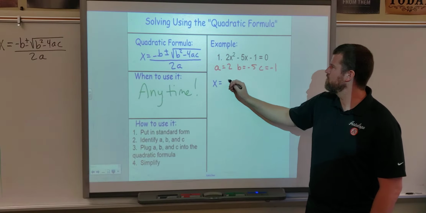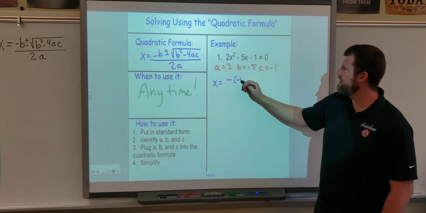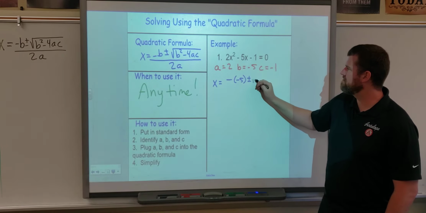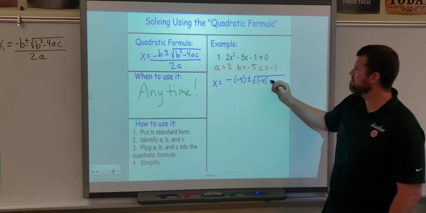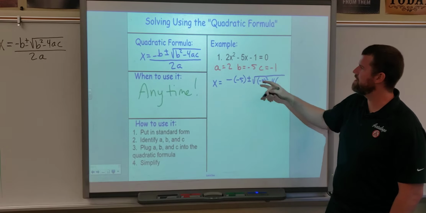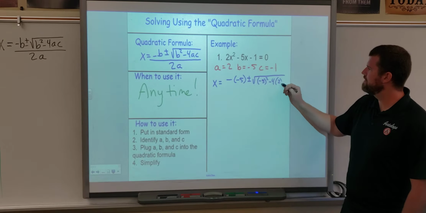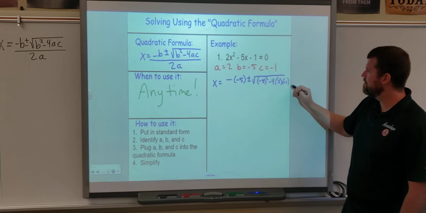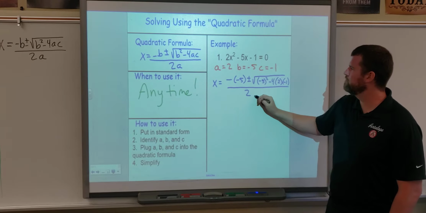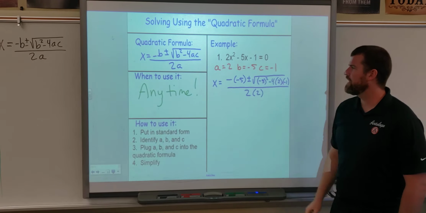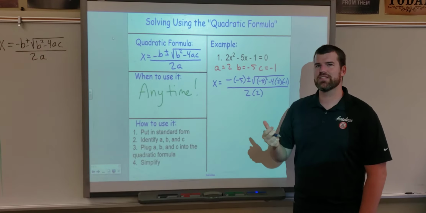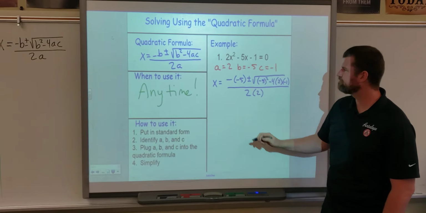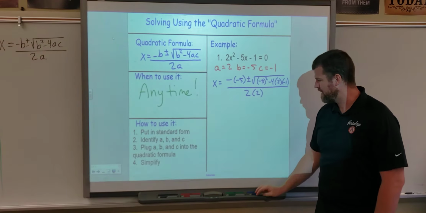X equals negative 5 plus or minus the square root of b, so negative 5 squared, minus 4ac, all over 2a. And I do recommend using the parentheses every time, that way you don't make little mistakes with the positive and negative signs. So now we're going to go ahead and simplify.